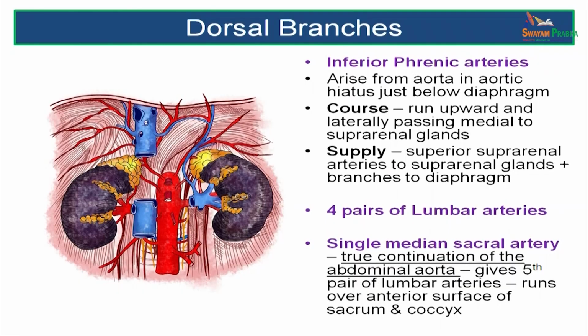It also supplies the superior suprarenal artery to the suprarenal glands, and it also supplies body wall branches. The 4 pairs of lumbar arteries supply the posterior body wall, and the single median sacral artery, which arises inferiorly, is the actual continuation of the abdominal aorta and descends down over the sacrum and coccyx.